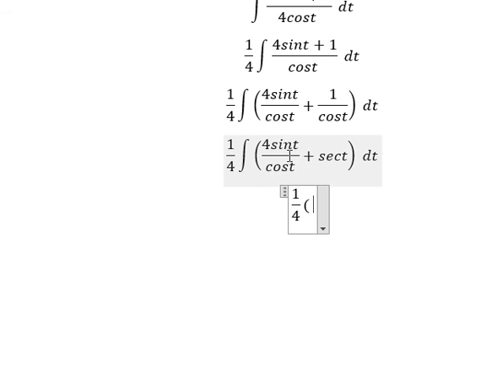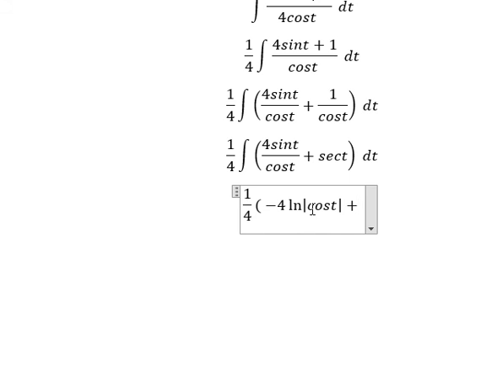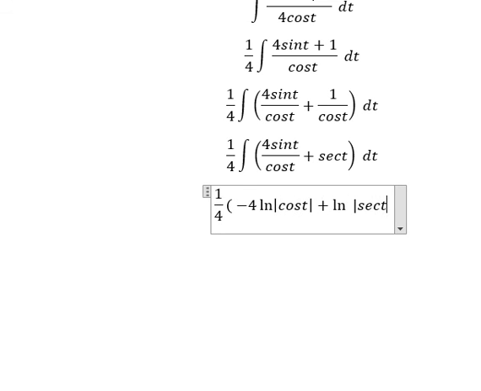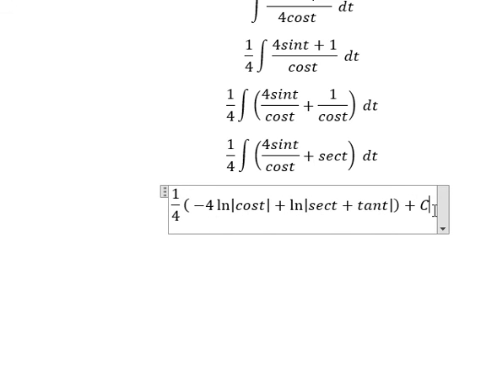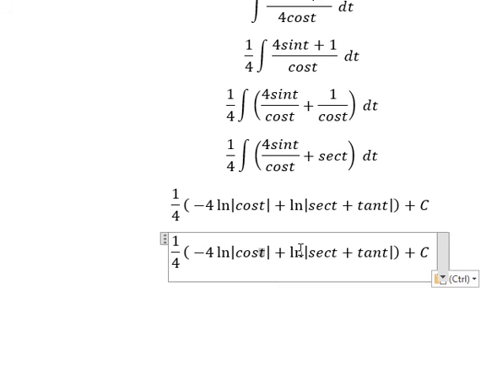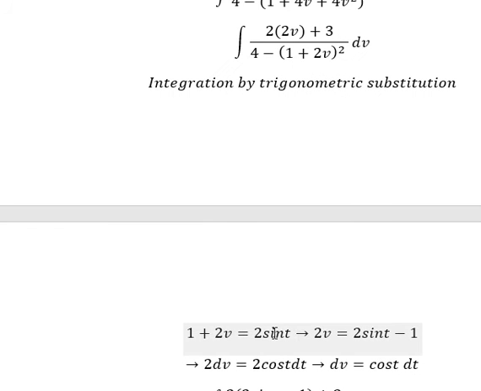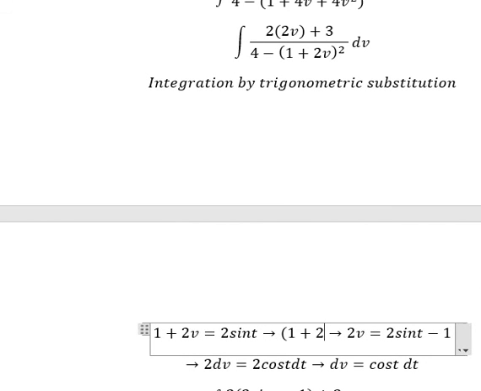The integration of this one, we have negative number 4 ln of the absolute value of cosine t. And the second one, that is about ln of the absolute value of secant of t plus tan t. And I will put about c. About t, that is about this one. So we divide both sides by number 2.